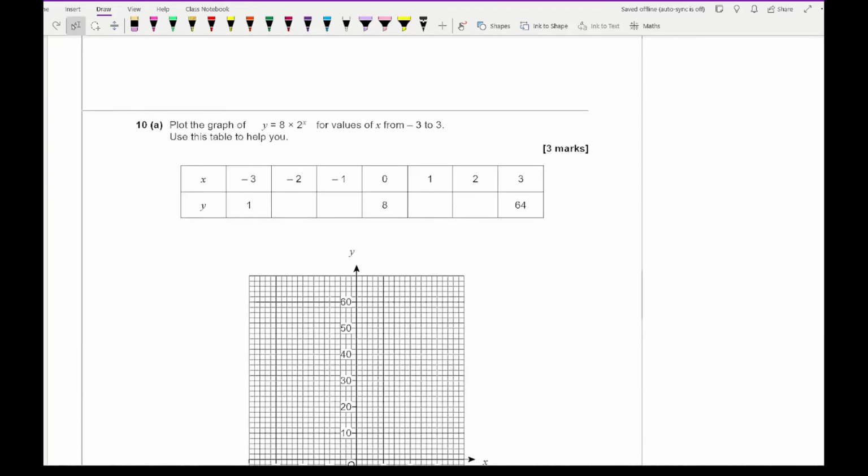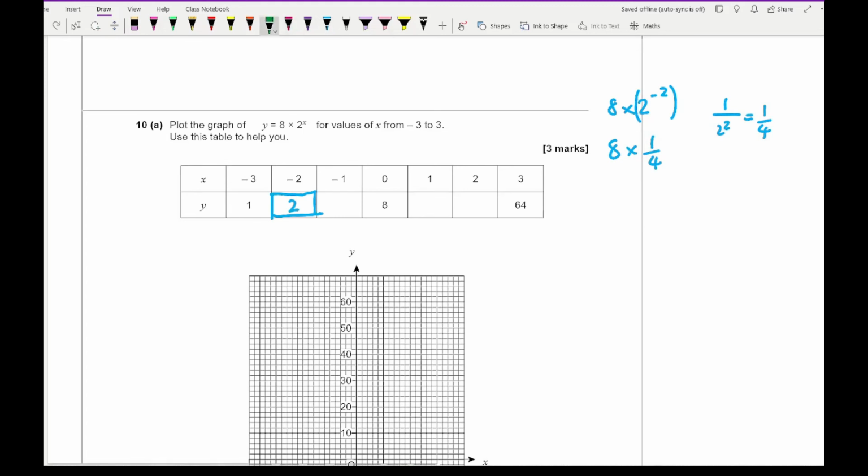So looking at question 10, it says plot the graph of y equals 8 times 2 to the power x, where x is between -3 and 3. Use your table to help you. Now, let's just find out what these missing values are going to be. My blue value is 8 times 2 to the power of -2. Now this is going to be 8 times 1 over 2 squared, which is 1/4. So 8 times 1/4 is going to be 2.